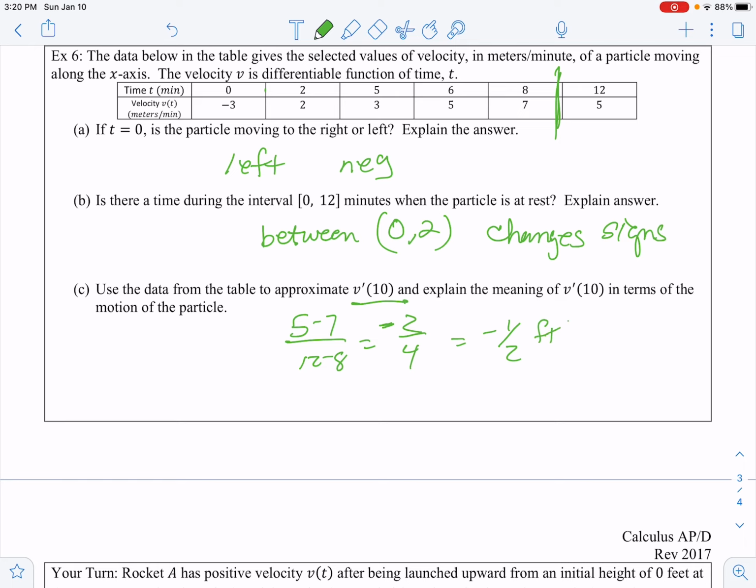It's feet per second squared. It's acceleration. The derivative of velocity is acceleration. Use your units. This is feet per second over, or feet per minute over minute. Oh, it's meters per second. Meters per minute. Oh, read the directions. It's meters per minute squared. Okay, but use your units.